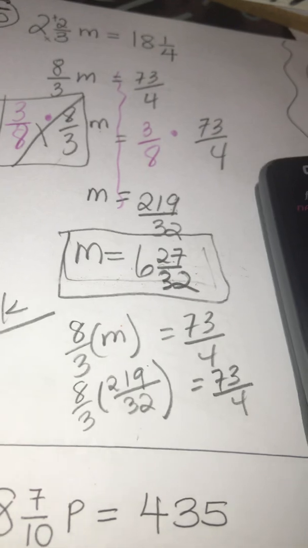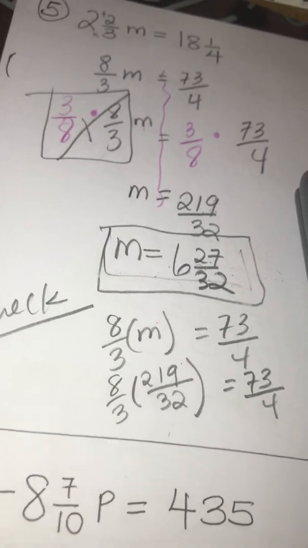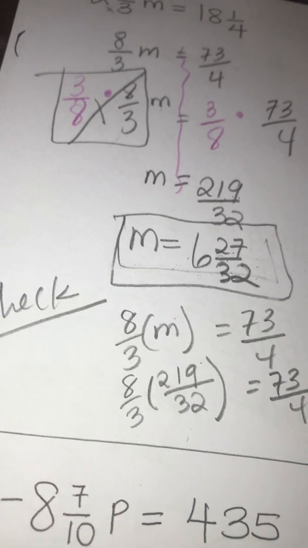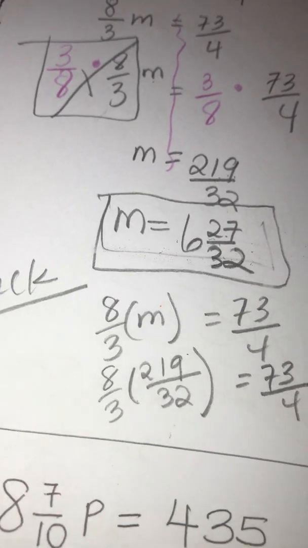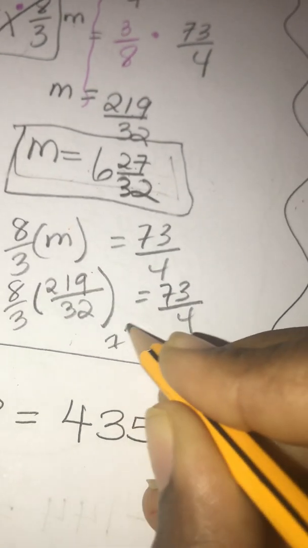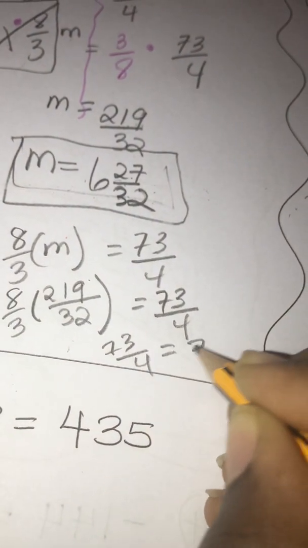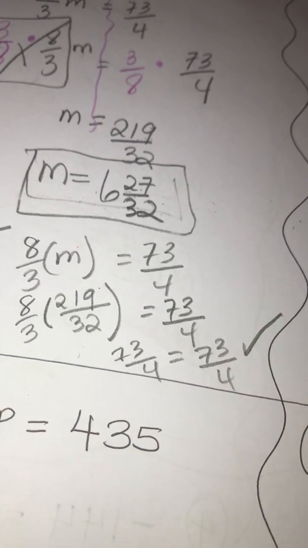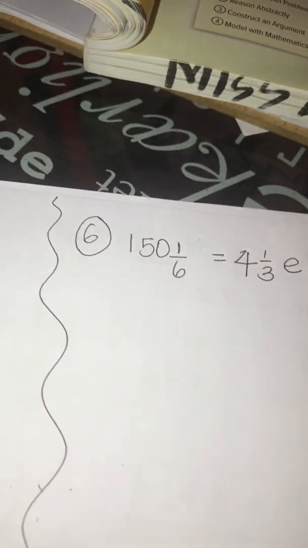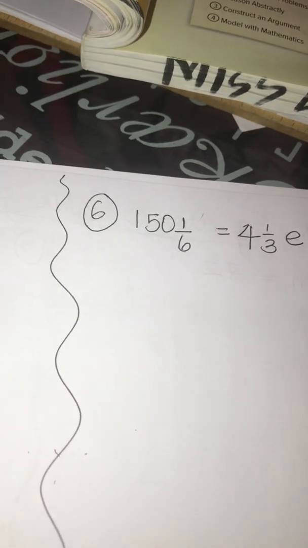Okay? So then I will do 8 out of 3. I'm going to multiply with 219 out of 32. And I got 73 out of 4. So 73 out of 4 equals to 73 out of 4, and my answer is correct. Then you repeat the same process. You change that to an improper fraction.